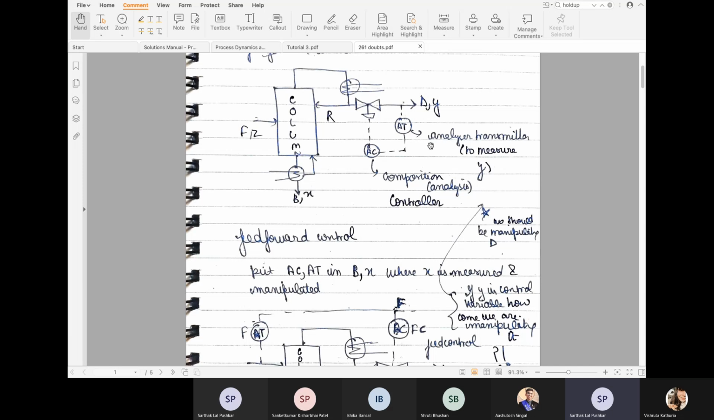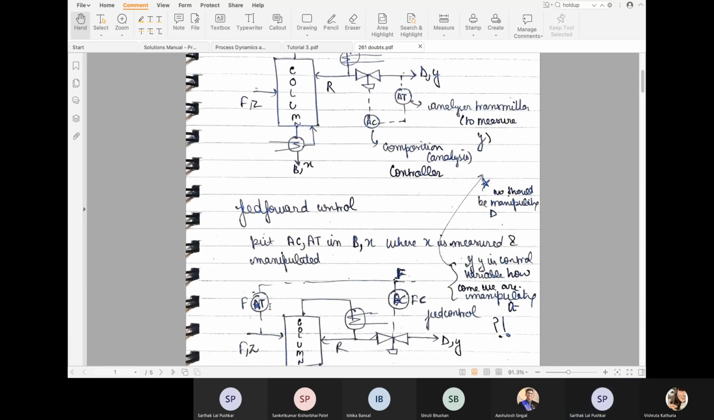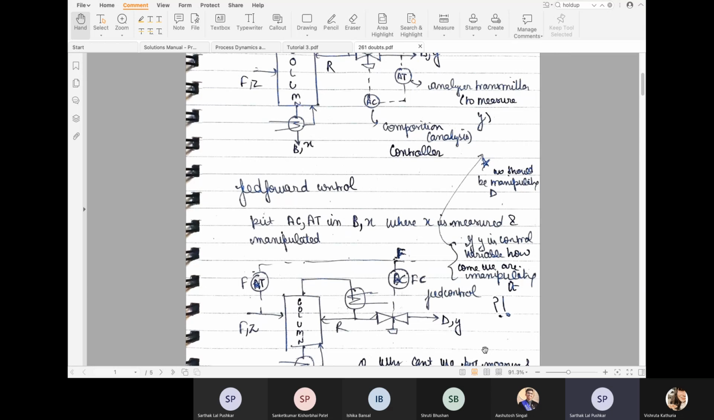I think you can't change the composition by changing the flow rate, I guess. Sir, in this case, in the feedforward model, we were measuring the input flow rate and changing y accordingly. So I guess you can do it then. You can measure D and then change it accordingly to change Y.